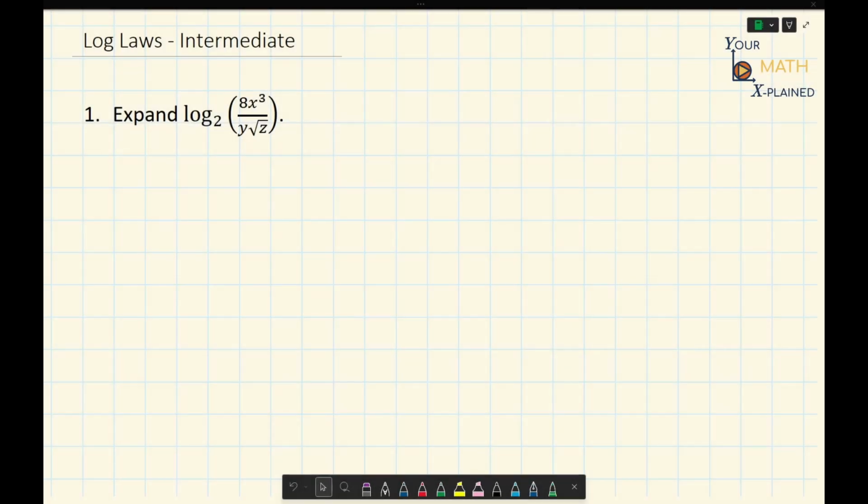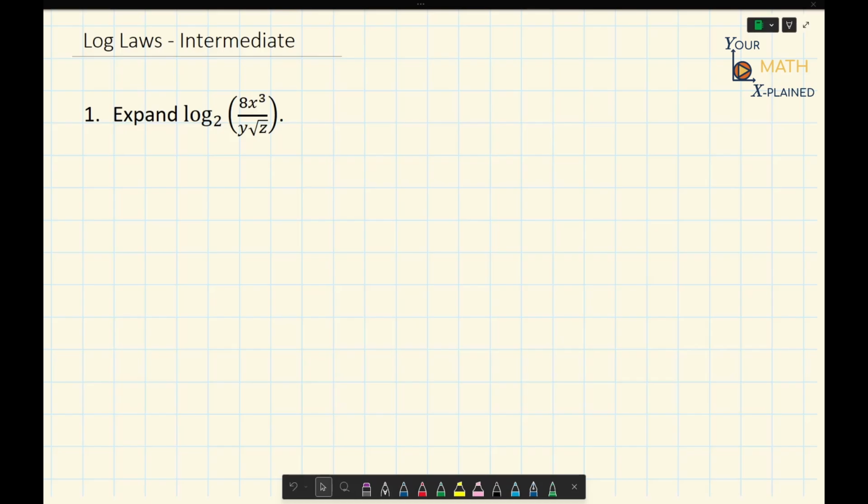So, you've got the basics down. Log laws like product, quotient, power, and change of base. But can you actually use them to simplify messy expressions or evaluate tricky logs without a calculator? In this video, we'll tackle intermediate log problems that combine multiple rules, require strategic thinking, and push your understanding to the next level. Let's jump in.